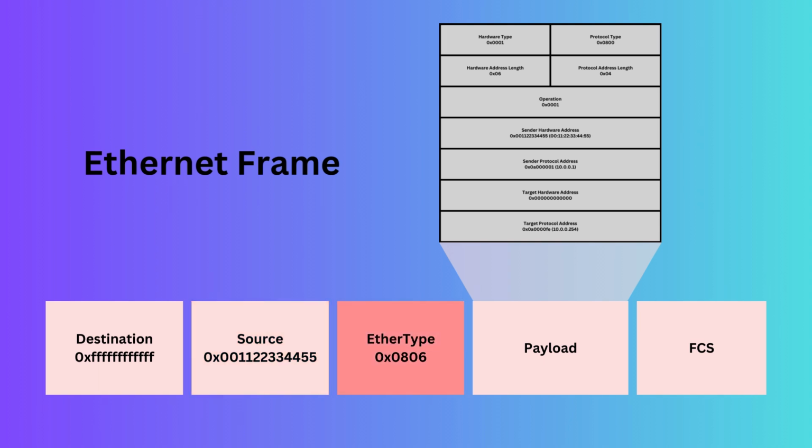The EtherType field is used to indicate the protocol being carried inside the frame. For ARP, the EtherType is set to 0x0806, which tells the devices that the payload is an ARP request. After the Ethernet header, we have the payload, which in this case is the ARP request itself. Finally, the frame check sequence, FCS, is added at the end of the Ethernet frame. This is a checksum used to ensure data integrity during transmission, checking if the frame was corrupted.